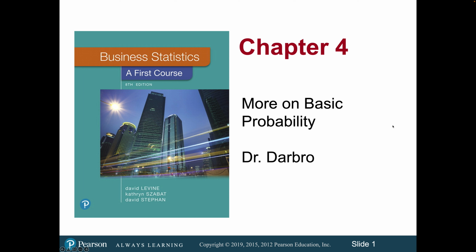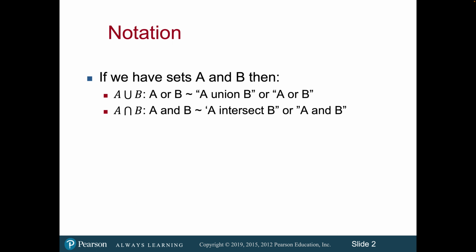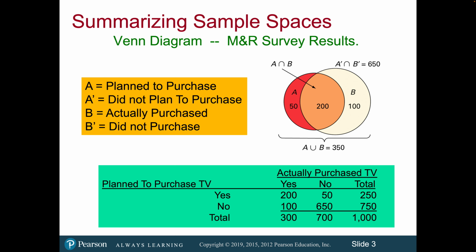All right, more on basic probability. Just to follow up the previous video, we ended off with defining a union of sets and the intersection of sets. So union of sets, the best way to think of it is just it's A or B. And the intersection of sets, the easiest way to think of that is it's A and B. So one way to visualize intersection and union is to look at a Venn diagram.